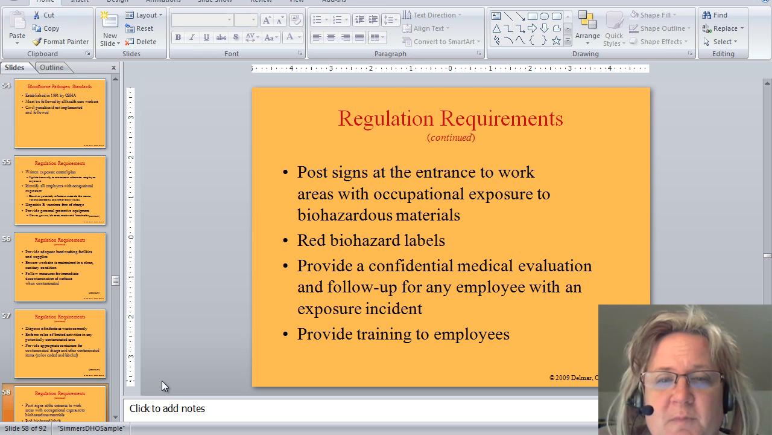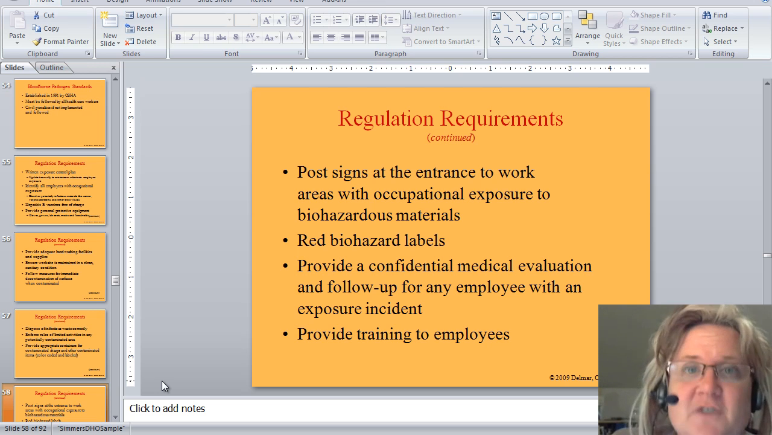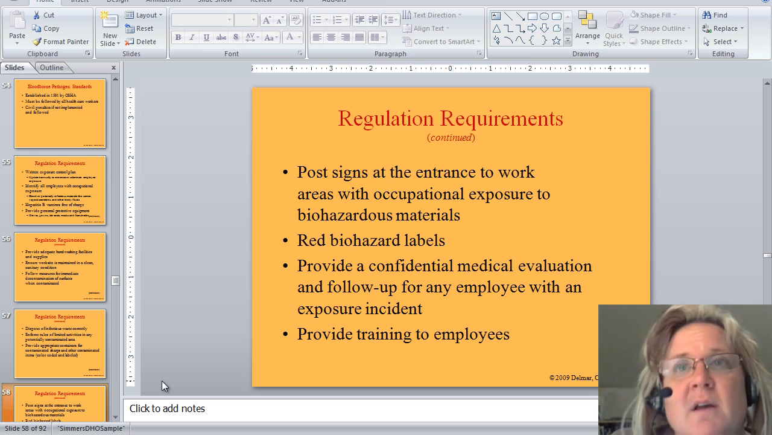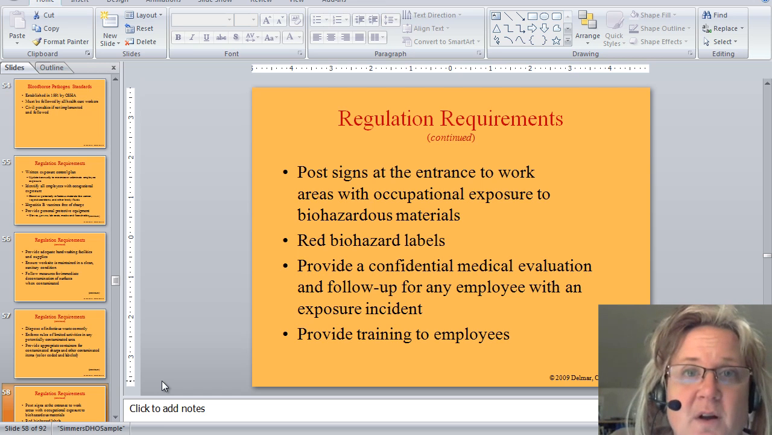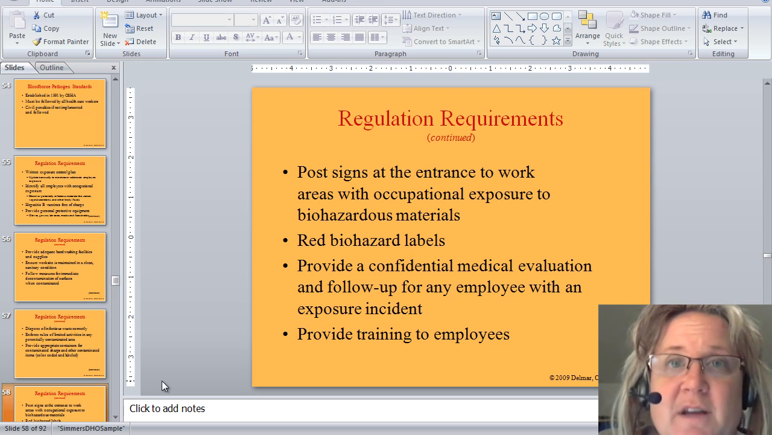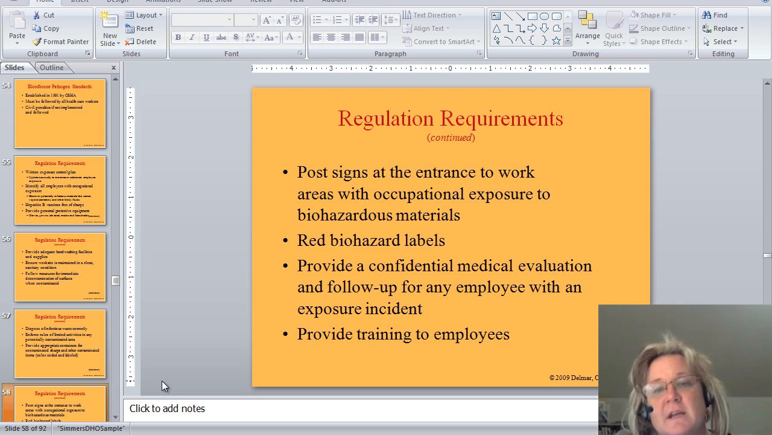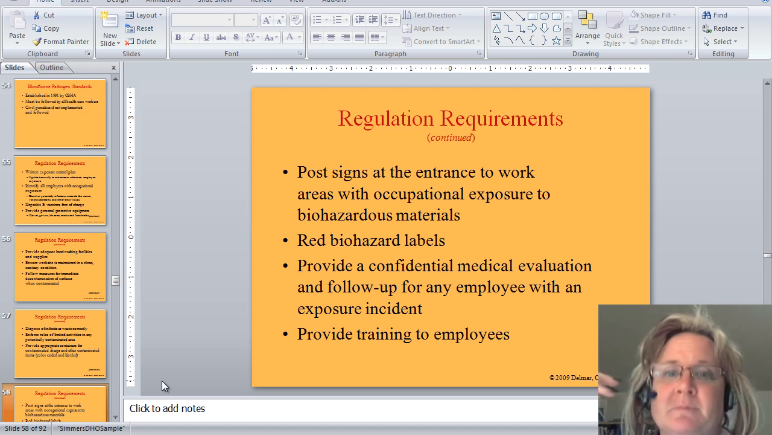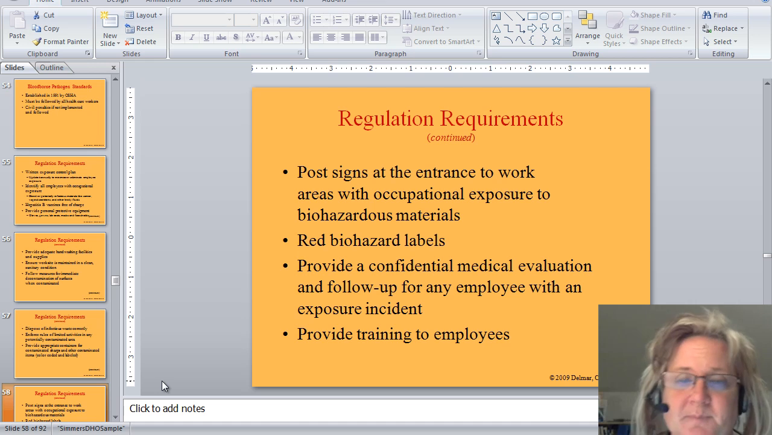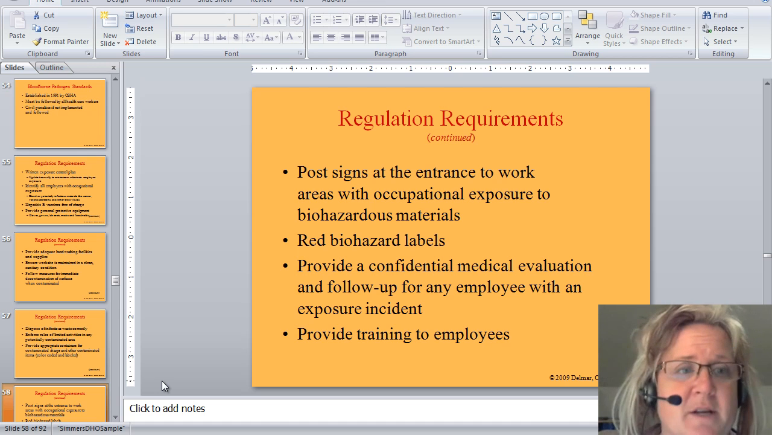You're supposed to provide a confidential medical evaluation and follow-up for any employee with an exposure incident. So it's confidential. When I got poked by the needle, I went and had my blood drawn, and I had to go down to employee health, and it was all confidential. I had my evaluation, my shots, and then follow-up there. And then your employers are supposed to provide training.